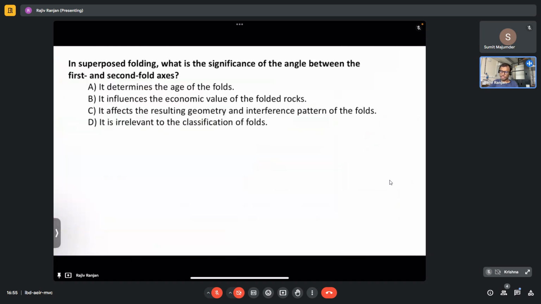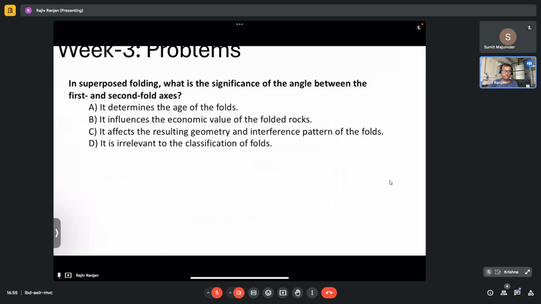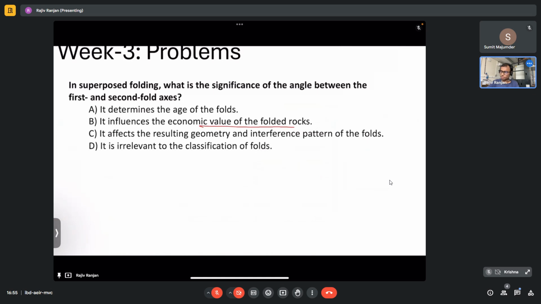Okay. Let's do a couple more questions, then we'll end the session. In superposed folding, what is the significance of the angle between the first and the second fold axis? It determines the age of the fold, or it influences the economic value of the folded rocks, or it affects the resulting symmetry and interference pattern of the folds, or it is irrelevant to the classification of folds.